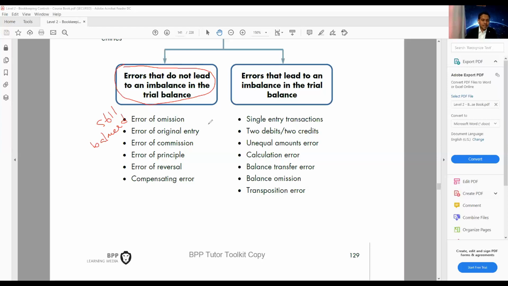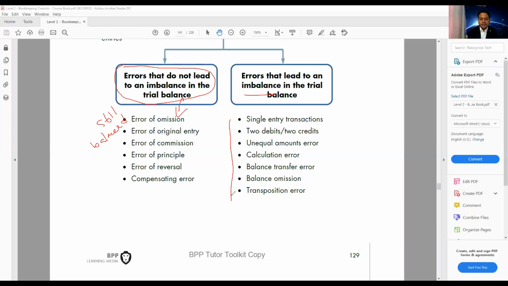Then this one, errors that lead to an imbalance in the trial balance. Because of this error, our trial balance will not match. This type of error will make our trial balance imbalanced. So debit side something, credit side something.